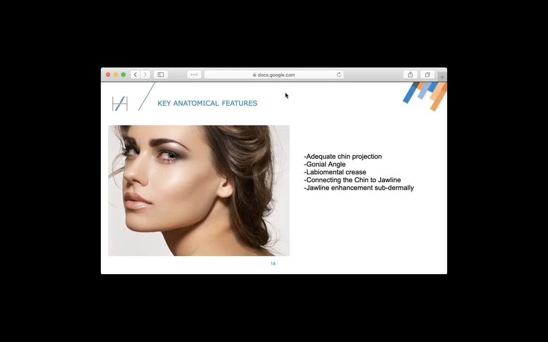So these are all the things that we treat essentially when we're talking about beautification. We're looking for chin projection, define gonial angles, treat the labiomental crease, essentially connecting the chin to the jawline and giving this jawline this subdermal enhancement. So using cannulas to run up and down the jawline and create that really razor sharp definition. And this is what a lot of your younger patients are after at the moment. And this is something that can be achieved really, really well using the techniques we're going to talk about today.